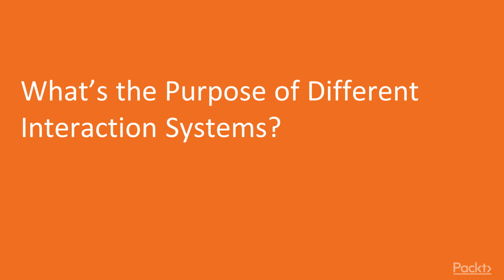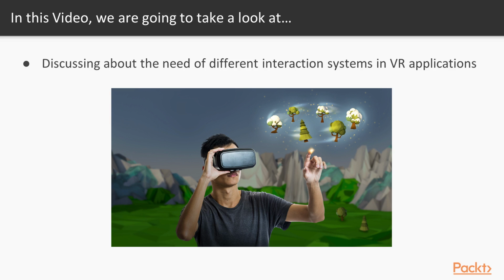In this video, we're going to discuss the need for different interaction systems in VR applications. While movement in VR is important, in order to achieve a more immersive and realistic experience for the end user, we have to implement various interaction systems. These systems are dependent on our VR application as well as the target platform.